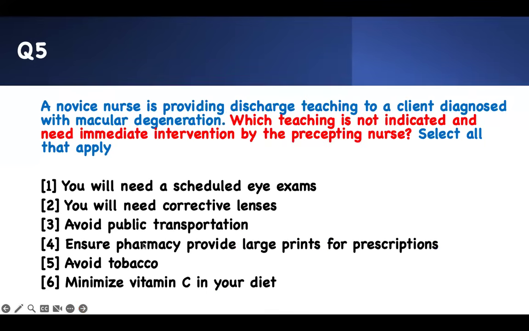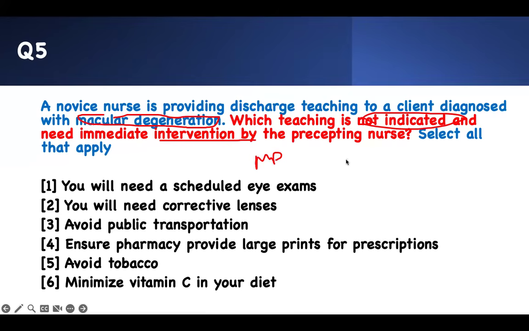Number 5: a novice nurse is providing discharge teaching to a client diagnosed with macular degeneration. Which teaching is not indicated and needs immediate intervention by the precepting nurse? That means, buzzwords, go for it: macular degeneration, right? And I said what? Not indicated, that's all. And I need to what? Intervene. These are your buzzwords; collect them, connect them together.